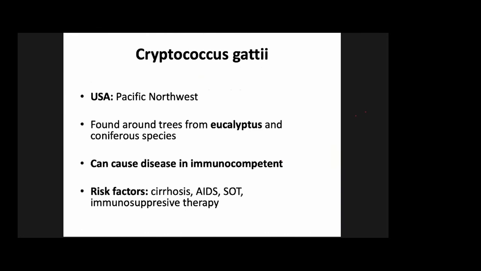So let's talk about Cryptococcus gattii. This is mainly in the Pacific Northwest. The way they will present the question, they will tell you this is a gardener. He works with eucalyptus trees, and he starts having nodules and symptoms of chronic meningitis. The other important thing here is that it can cause disease in immunocompetent hosts. I have seen people in their 20s and 30s who come with meningitis and are Cryptococcus positive in the CSF. What are the risk factors for this? Cirrhosis, patients with HIV, solid organ transplant, or patients on immunosuppressive therapy.